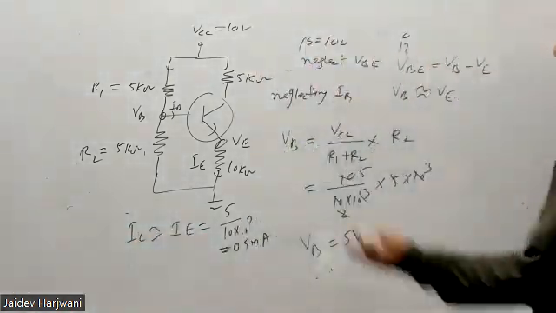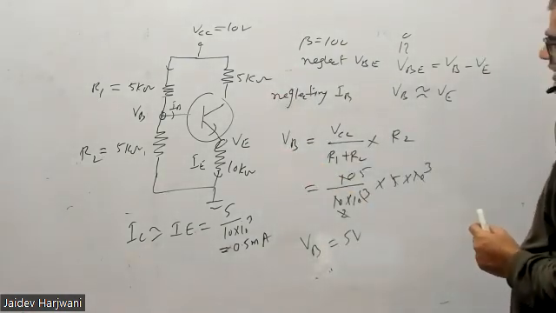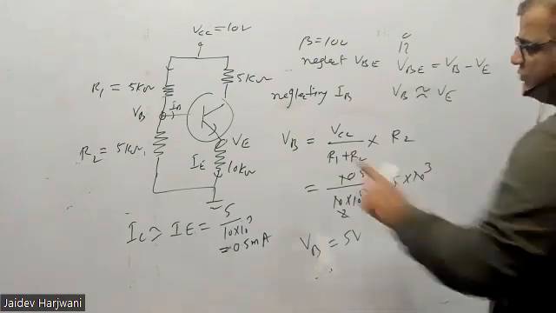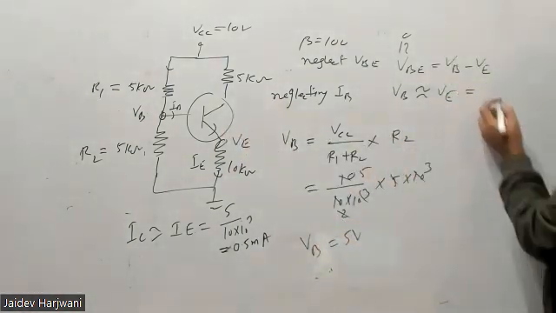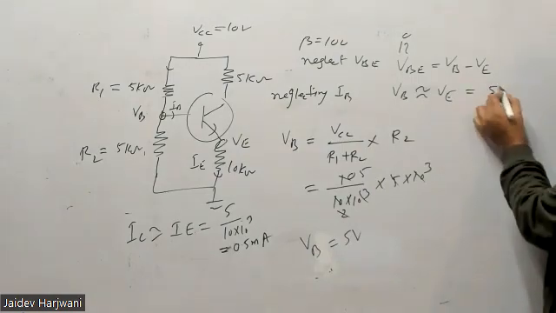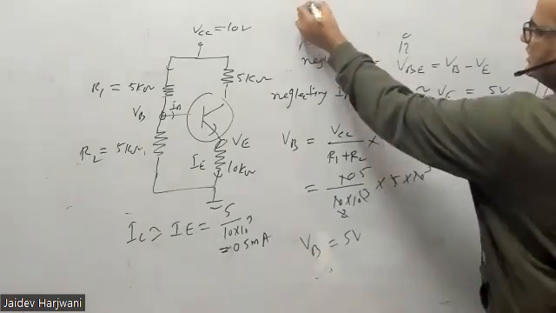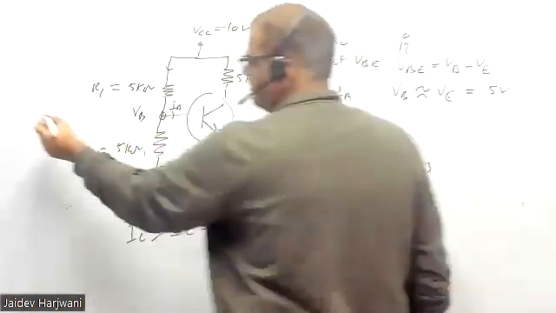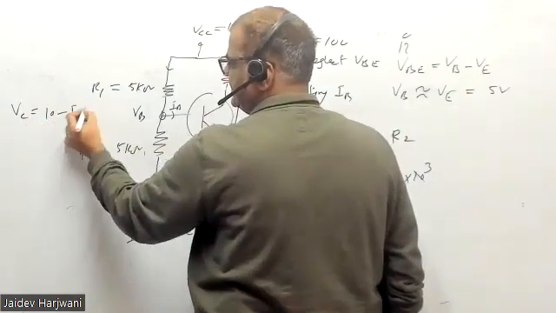So you can find VC, it is given. So what is asked in the question? VC is asked. You know VE, which is 5 volt. You find the VC and then you can find the VCE. So how will VC come out? VC as we always find it. VC is your VCC minus ICRC.